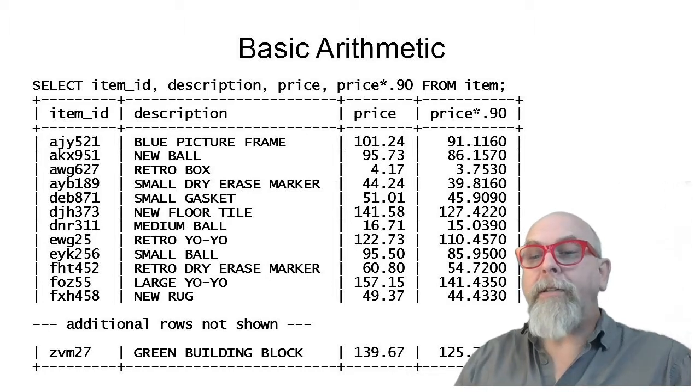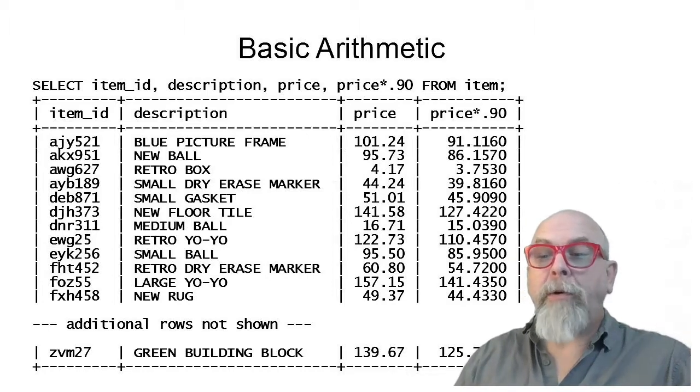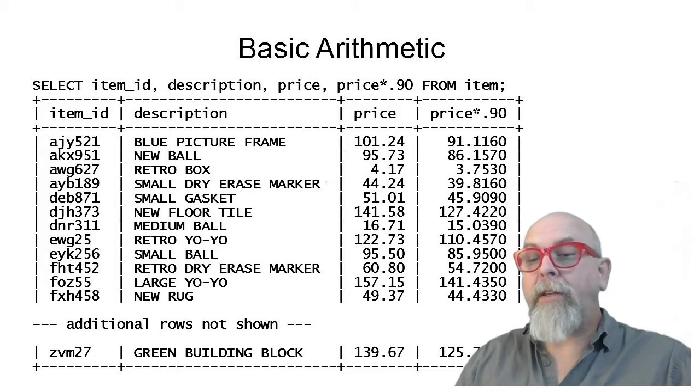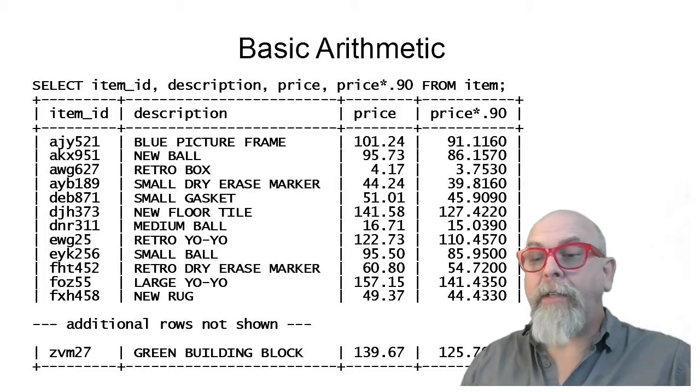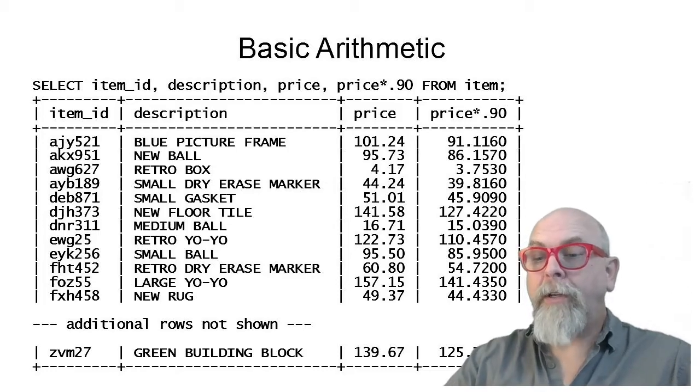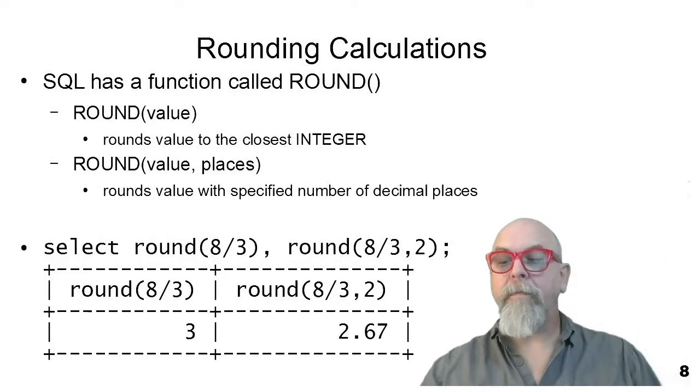Now, because multiplying a decimal by 0.90, we don't have whole cents. So on the next slide, you'll see that I introduced the round function so that we can make this even prettier.